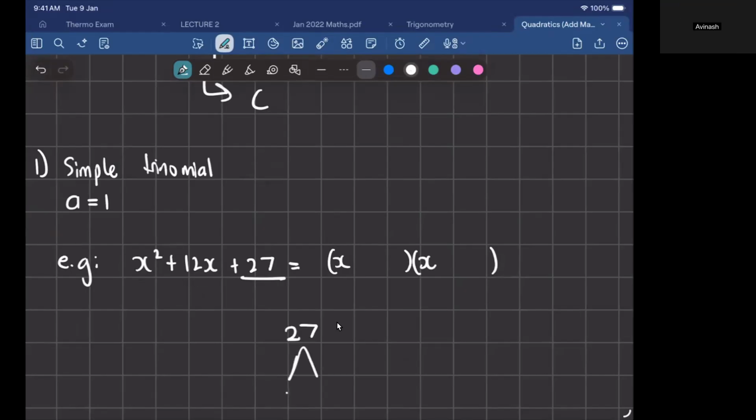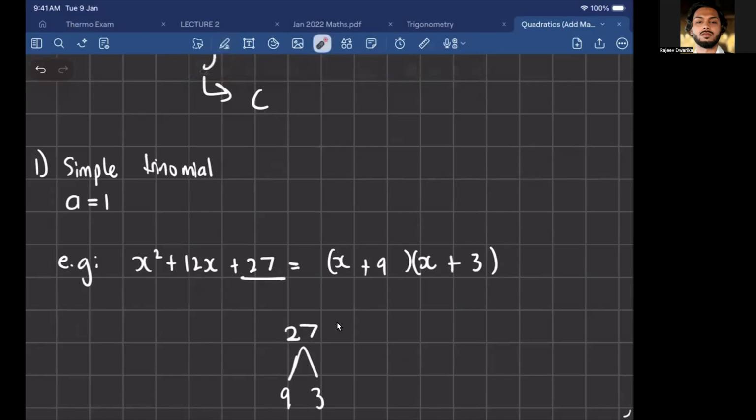9 and 3. All right, equals (x + 9)(x + 3). That's it. That's simple. That's simple to factorize a quadratic. If it's a simple trinomial, it's extremely simple. If A is 1, it's real simple.